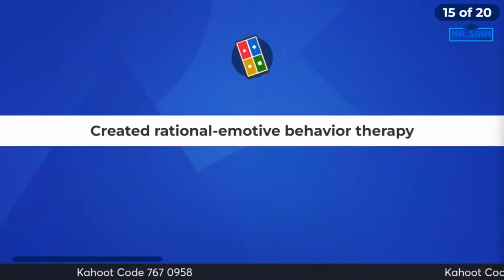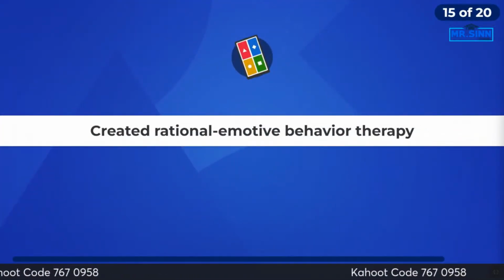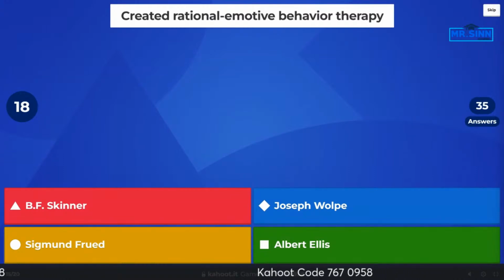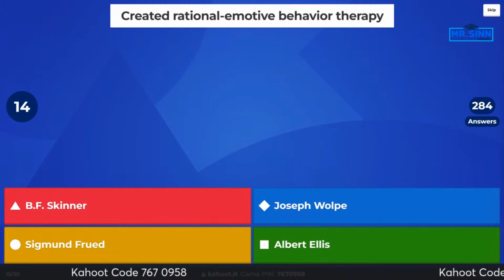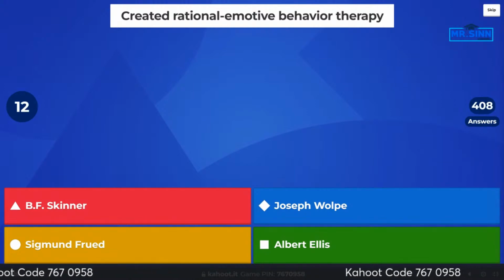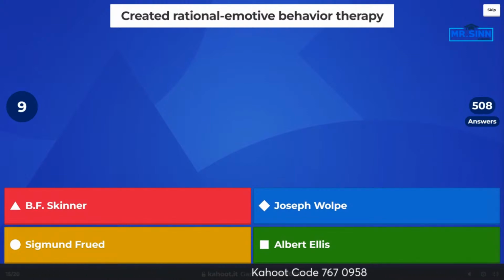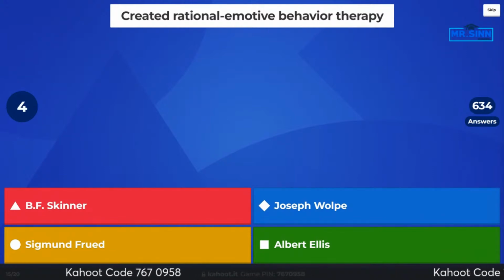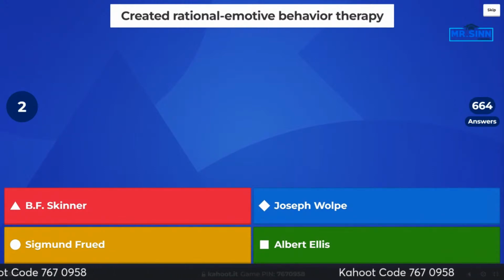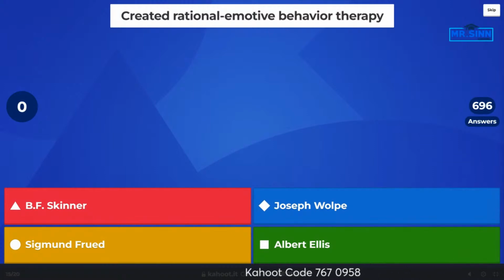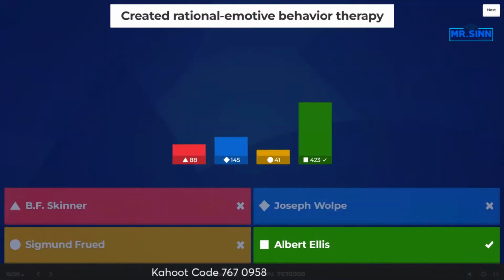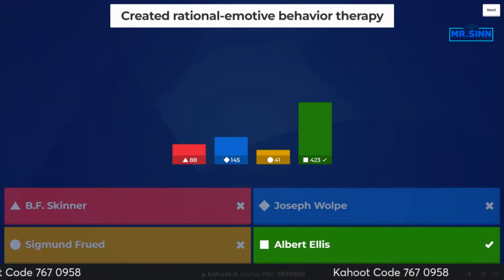Question 15. What do we got? We have 12 seconds left on the clock. 4 seconds left. What do we have? All right. And it is Albert Ellis.